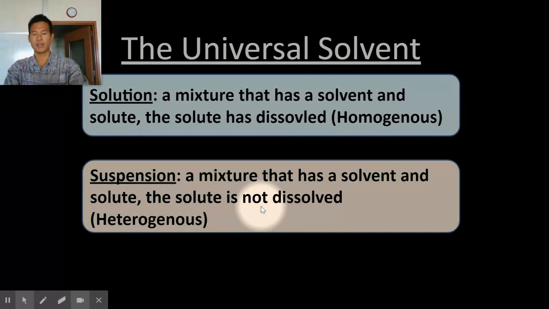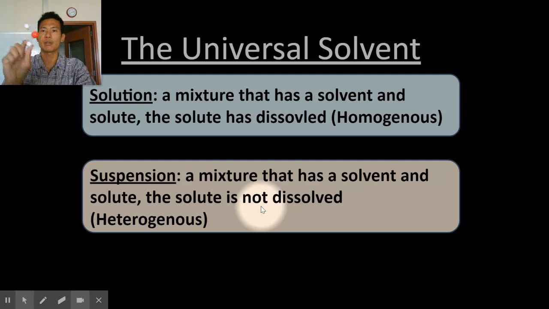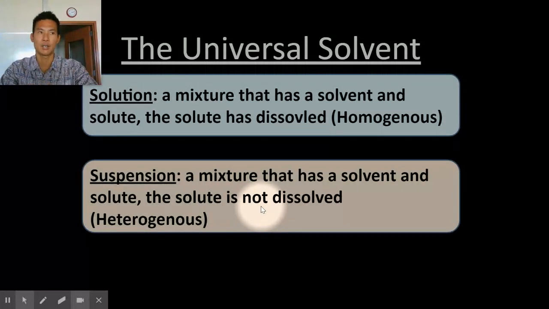Now, the difference between them is the amount of attraction between the solvent and the solute. Water might be more attracted to certain things than other things, just like how your magnet is attracted to your refrigerator, but it's not attracted to your drywall. You can't stick your magnet to your wall, can you? Similar to that, water may be more attracted to certain molecules.